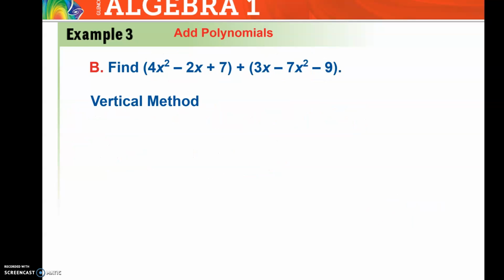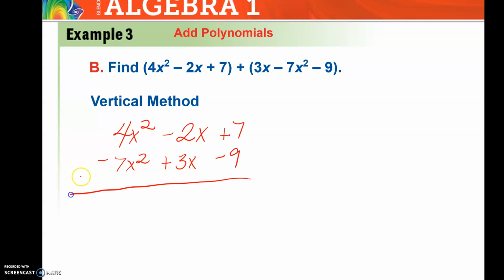Vertical method would be to line those up. So I have the 4x squared. Underneath it, I'm going to put the negative 7x squared. Next descending term is negative 2x. And underneath that, I'm going to put the positive 3x. Then the 7 and the negative 9, and put them below each other. So same thing, putting like terms together, but I am putting them underneath each other. And this is still addition, even though you see that subtraction sign there.